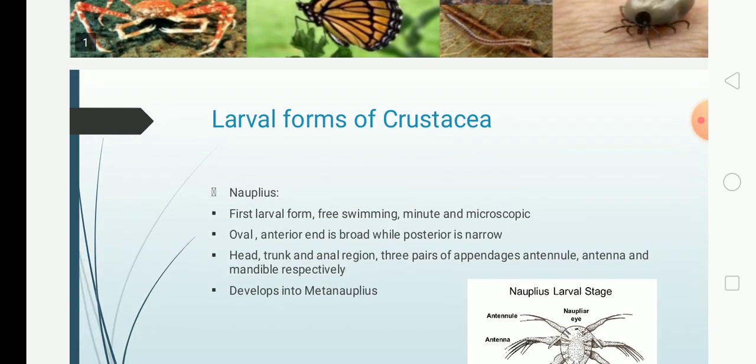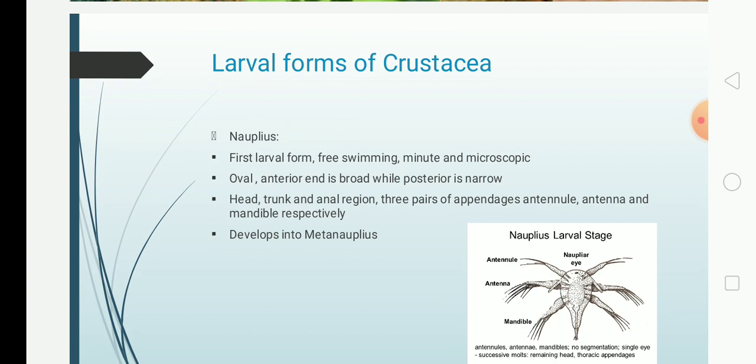Okay, these are the different larval forms found in the members of crustacea. Some members have two or three larval stages, while some have only one larval stage. So first we will study the Nauplius larva. This Nauplius larva is the first larva that hatches from the egg. In most members of crustacea, the Nauplius larva is the first larval stage. It is a free swimming larva, minute and microscopic.